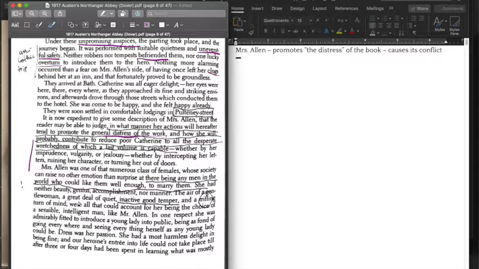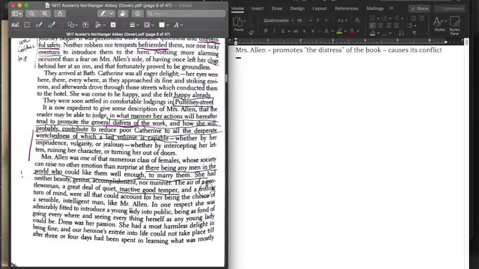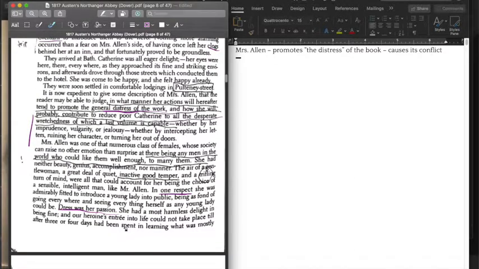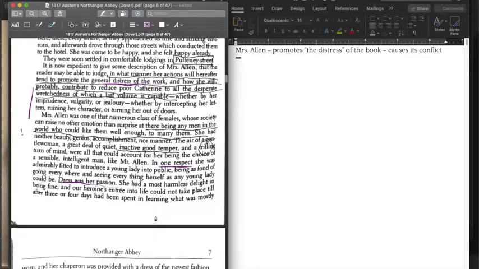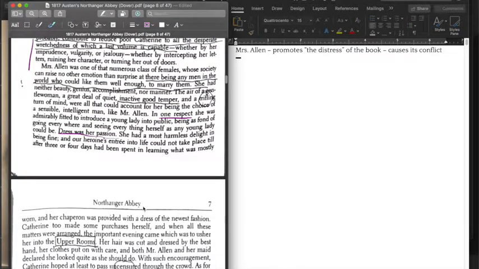The air of a gentleman, a great deal of quiet, inactive good temper, and a trifling turn of mind, she's not that smart, were all that could account for her being the choice of a sensible, intelligent man like Mr. Allen. So Mr. Allen's a good guy. In one respect, she was admirably fitted to introduce a young lady into public, being as fond of going everywhere and seeing everything herself as any young lady could be. Dress was her passion. She had a most harmless delight in being fine, and our heroine's entree into life could not take place till after 3 or 4 days had been spent in learning what was mostly worn.